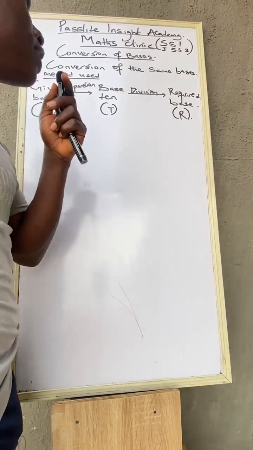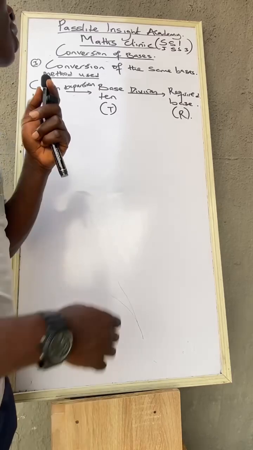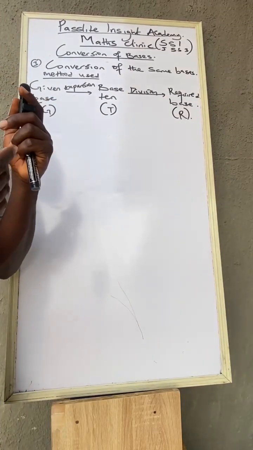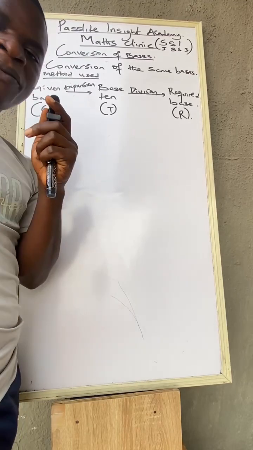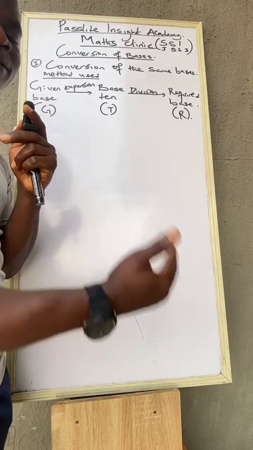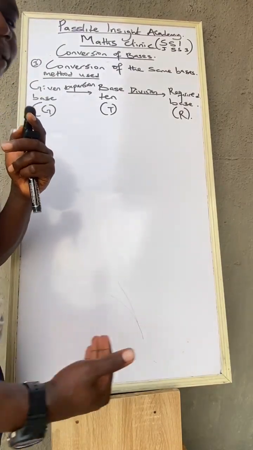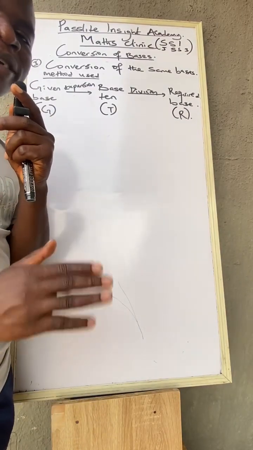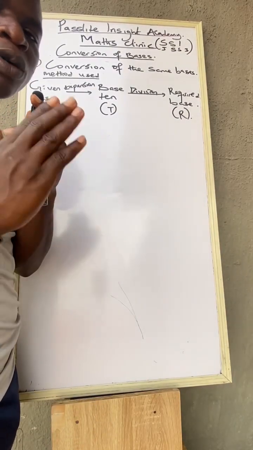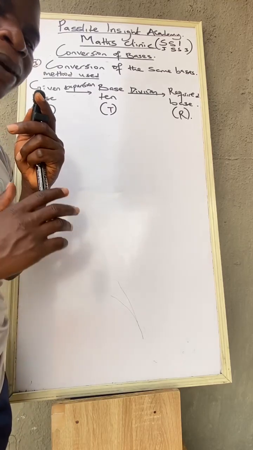Today we're covering conversion of the same bases, in the sense that when they ask you a question and base 10 is not part of the question. In our previous video, we explained how to convert to base 10 and how to convert from base 10 to other bases. But now, if you are given a question and base 10 is not part of it, how will you solve the particular question?